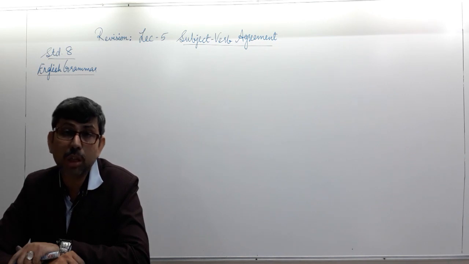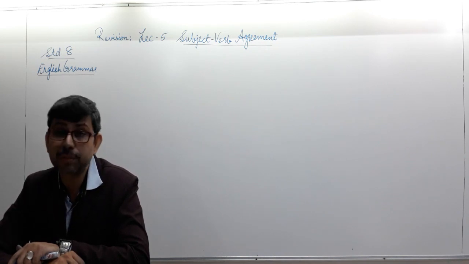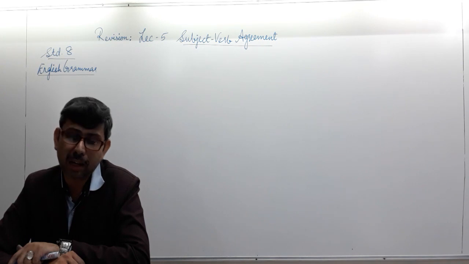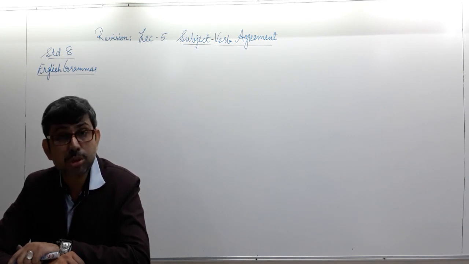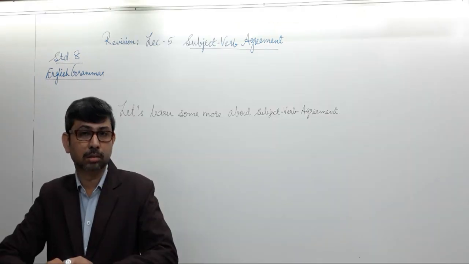make use of a singular verb and say a pair of scissors is kept here and not a pair of scissors are kept here. Similarly, we say a pair of socks is lying here and not a pair of socks are lying there. So this was about some uses of the nouns that we have learnt so far. Now let's learn some more about the subject-verb agreement.